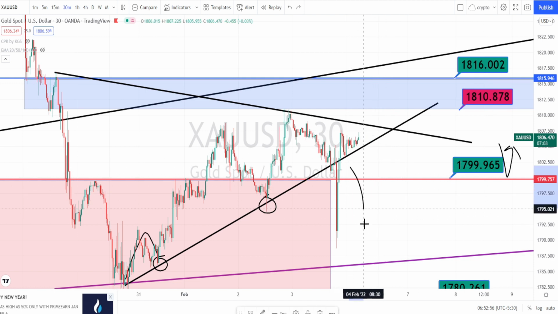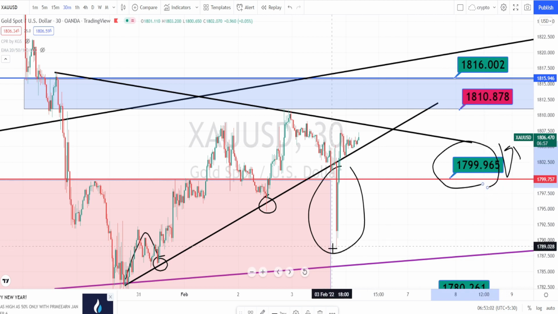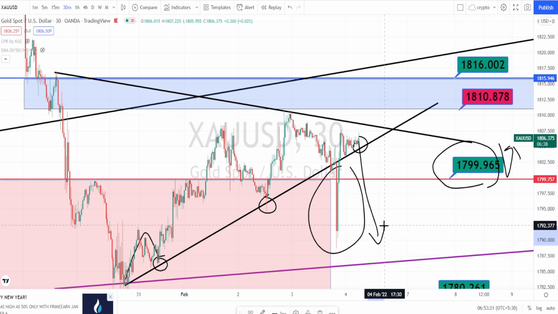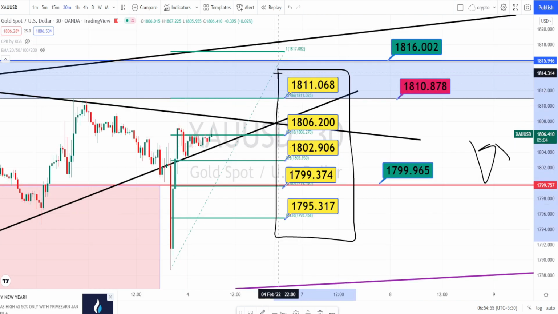And previously also we have noticed that the price action breached this support level of 1799 and went on a bearish trend up to the level of 1788. So when the price action breaches this trend line, we can expect it to retrace to this level. Let us mark the support and resistance levels. So the values in yellow color boxes are the support and resistance levels for the 30 minutes time frame.